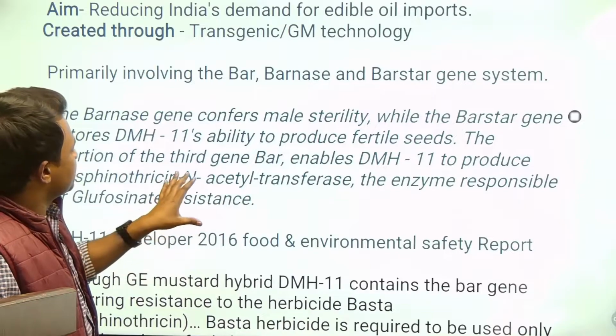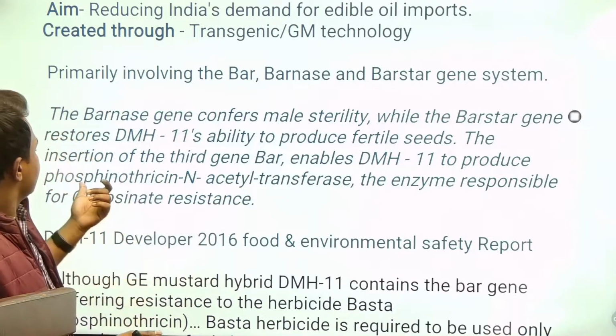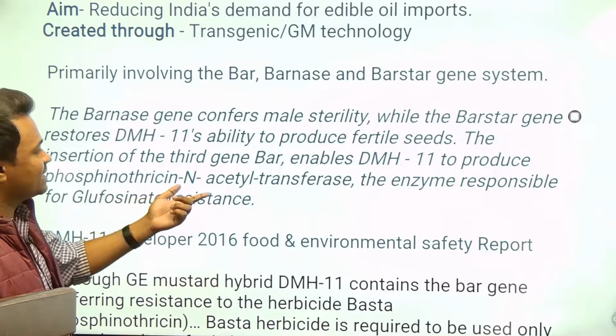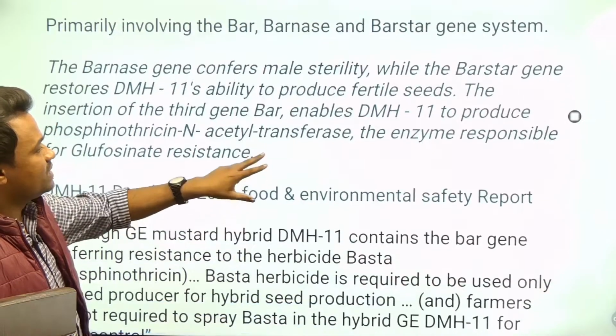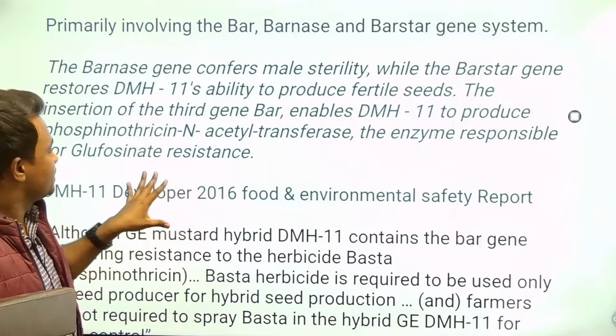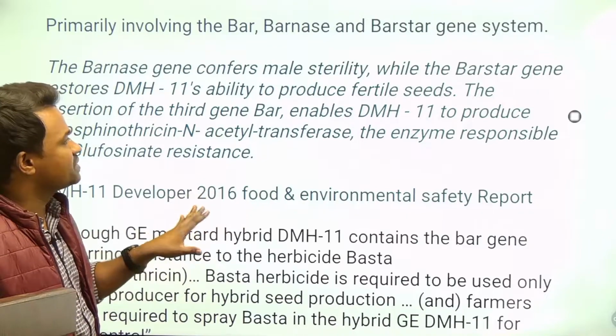The insertion of the third gene, bar, enables DMH-11 to produce an enzyme named phosphinothricin N-acetyltransferase. This enzyme is very important, responsible for glufosinate resistance. We all know glufosinate is an ammonium salt used as a herbicide.